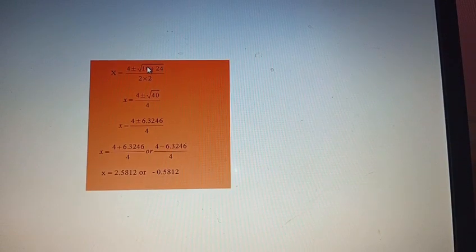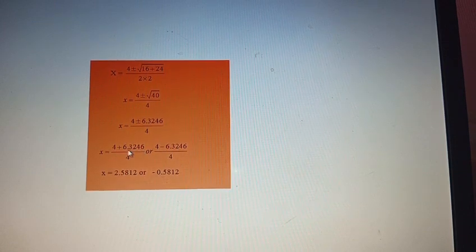Then minus 4 squared gives us 16. Then 4 times 2 times 3 gives us 24. When we add 16 plus 24, we get 40. Then 2 times 2 gives us 4. Now the square root of 40 is 6.3246. Then we can have our x to be equal to 4 plus 6.3246 over 4. Since we are having minus or plus, we split it into 2. Either x equals 4 plus 6.3246 over 4, or x is equal to 4 minus 6.3246 over 4.